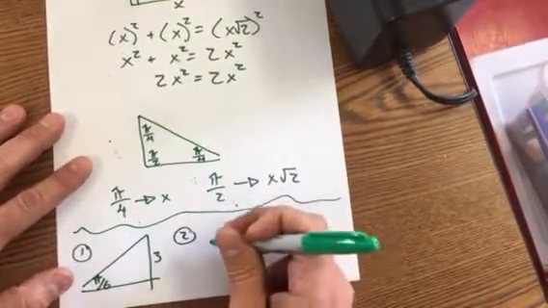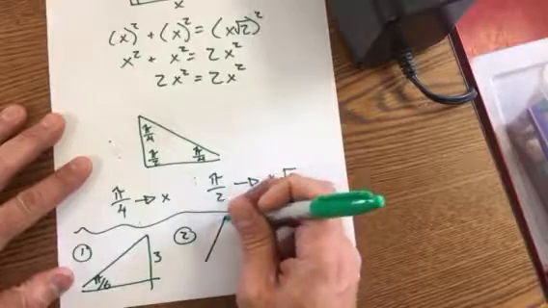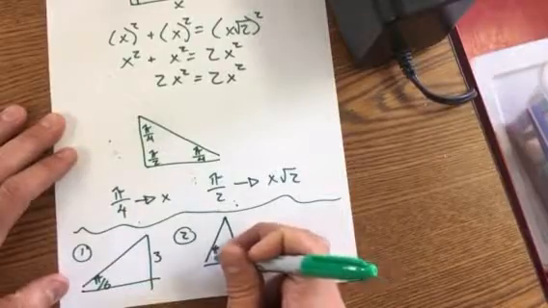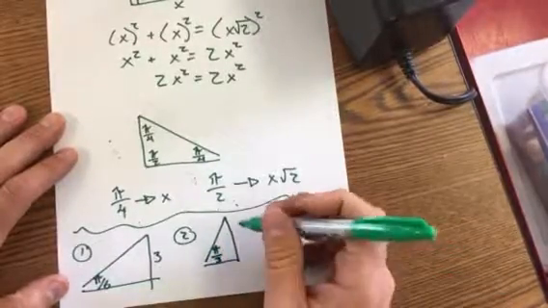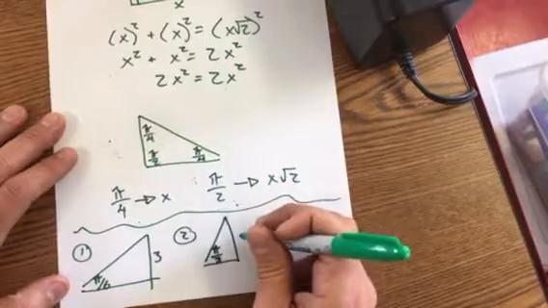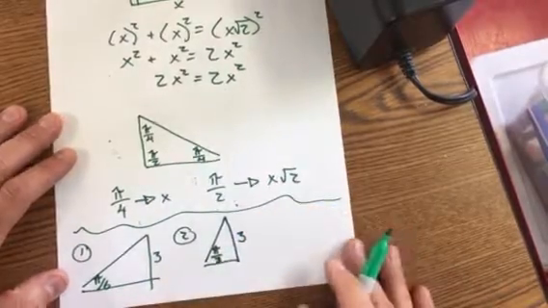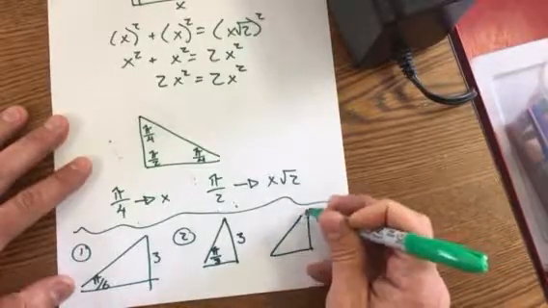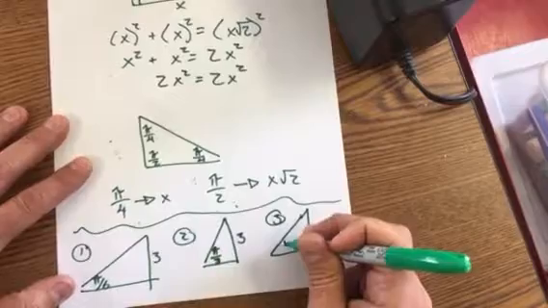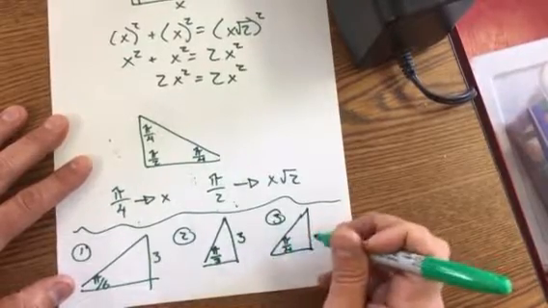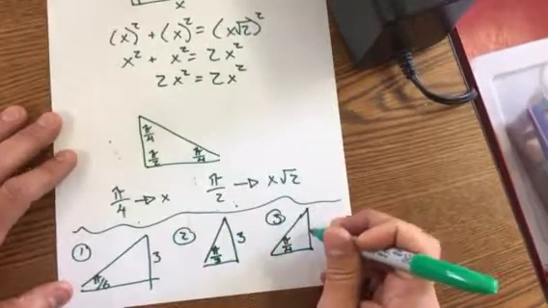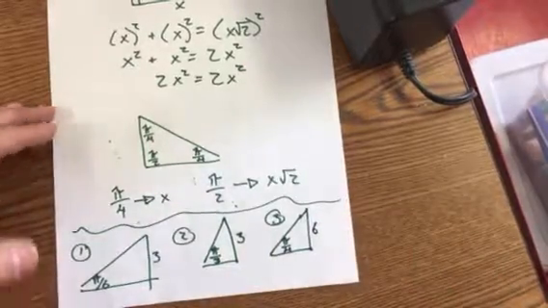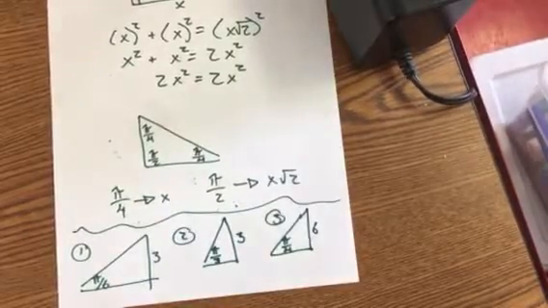Number 2, this is pi over 3. This is 3. Find all of the sides. Number 3, this is pi over 4. This is 6. Find all of the sides. So it shouldn't be too hard for you. Bring those three with you to class.